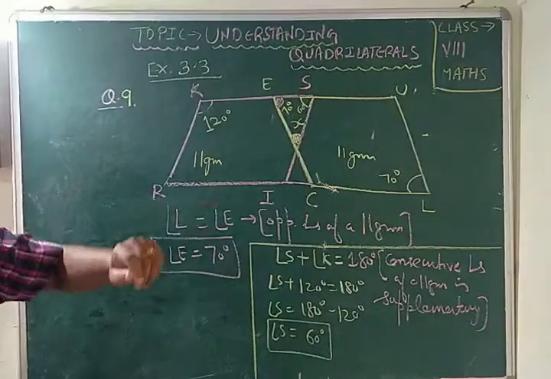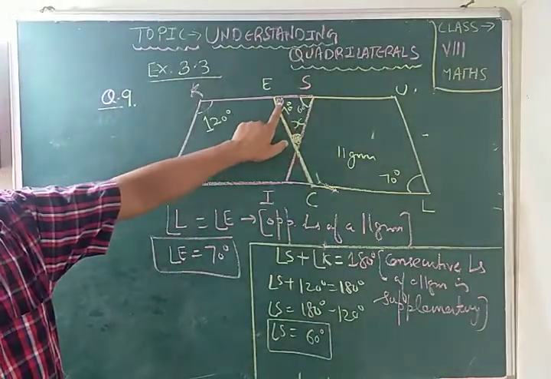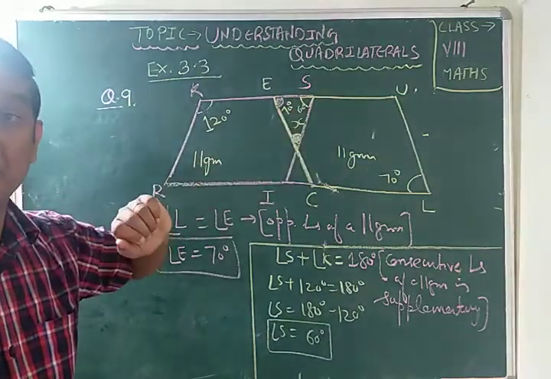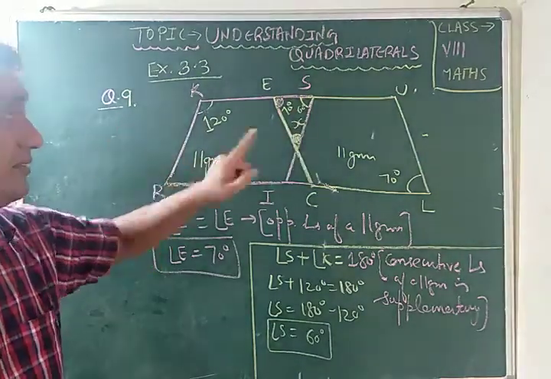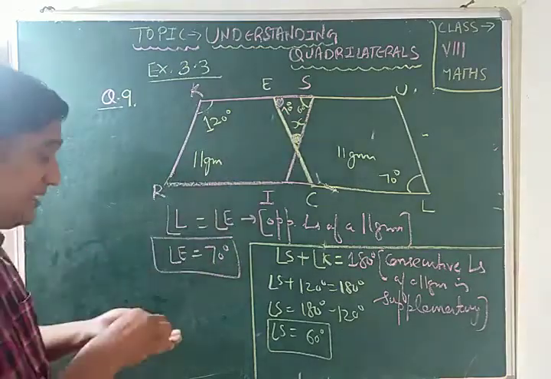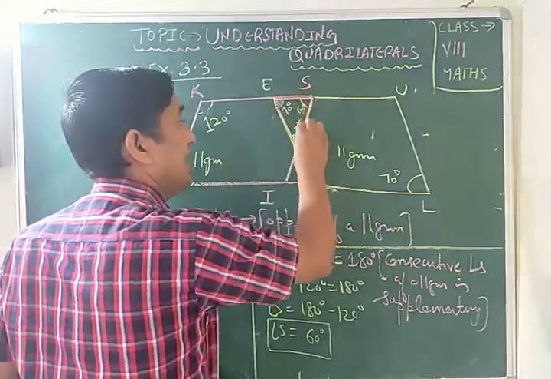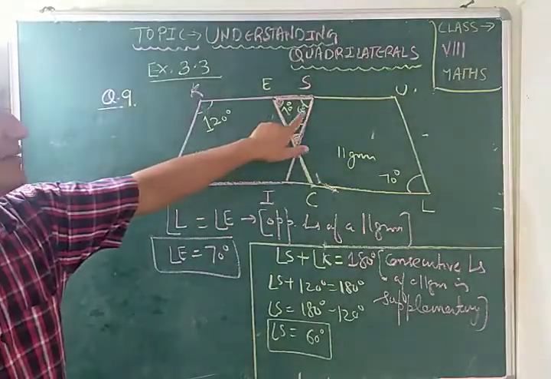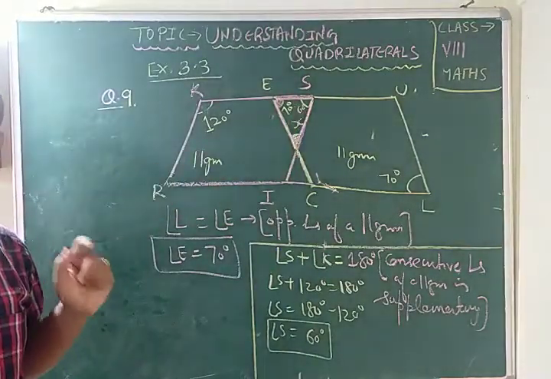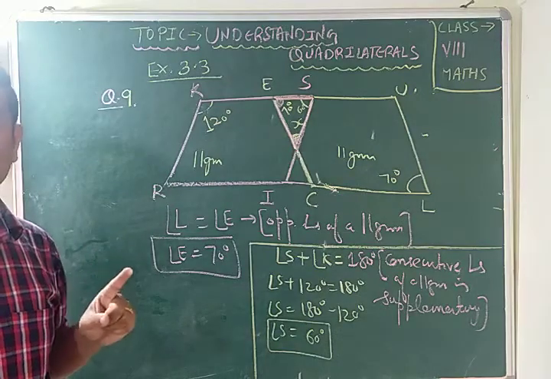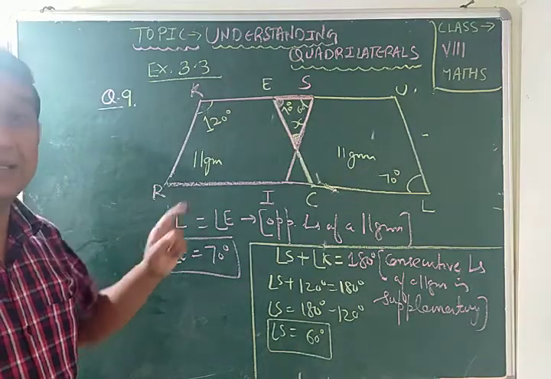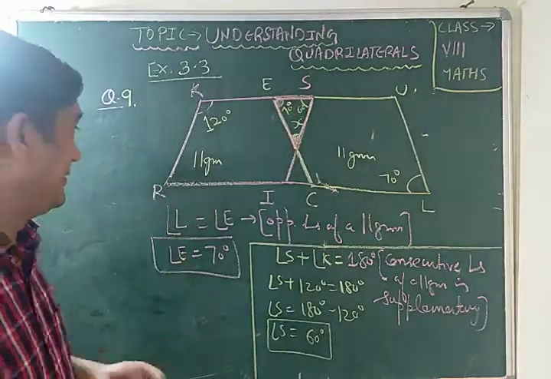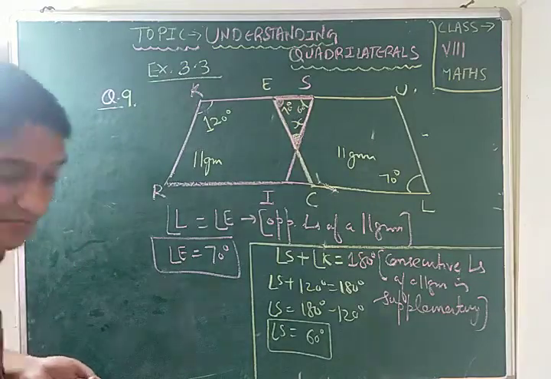Now children, what do we have to find? X. But what have we done? We have found this angle 70 and this 60, because now we have to find the value of angle X. Now these three angles become the angles of a triangle: X, 60 and 70. And we know that the sum of all the interior angles of a triangle is 180 degrees.